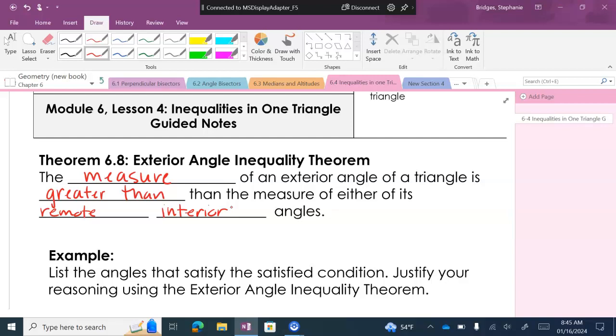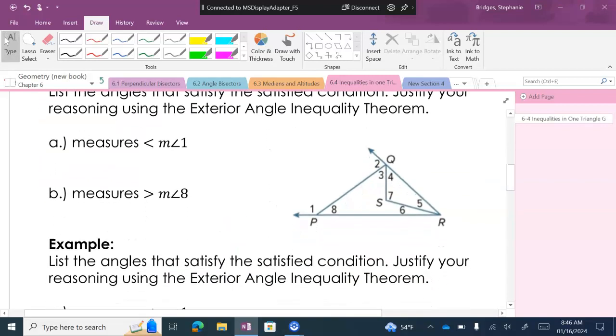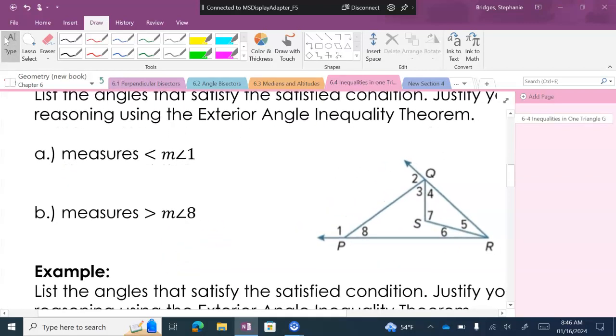Okay. The example says, list the angles that satisfy the condition. Justify your reasoning using the exterior angle theorem. Okay, so let's take a look at our picture. I want to know which angles are smaller than angle 1. Okay, which angles are smaller than angle 1? That says the measures are less than the measure of angle 1. So if I look at my picture, does everybody see angle 1 right here? Is that an interior or an exterior angle?